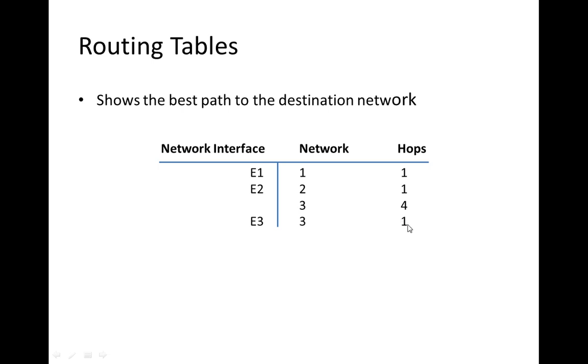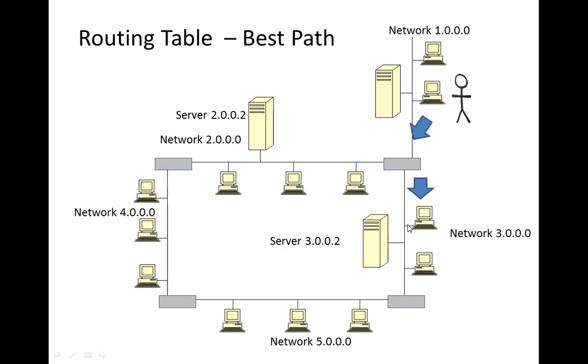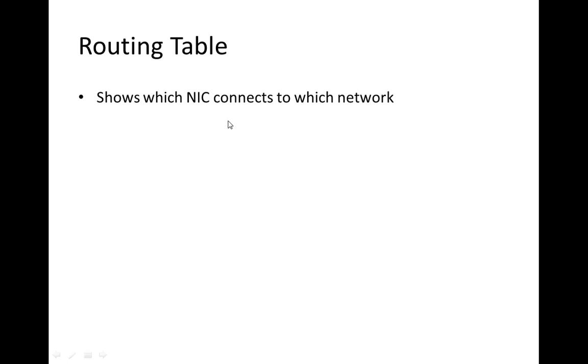So a routing table shows the best path to a destination network. The routing table shows which network interface cards connect to which network, and if there are multiple paths, it shows the best path.